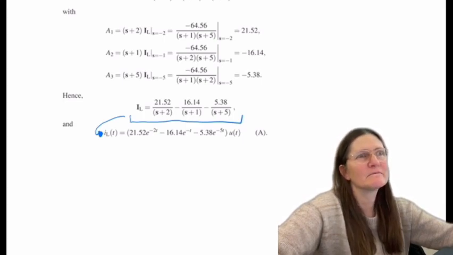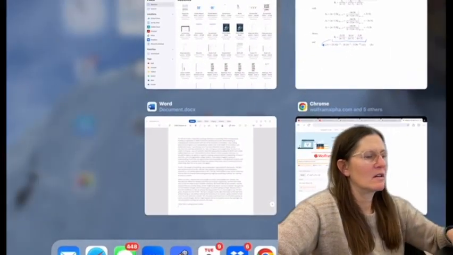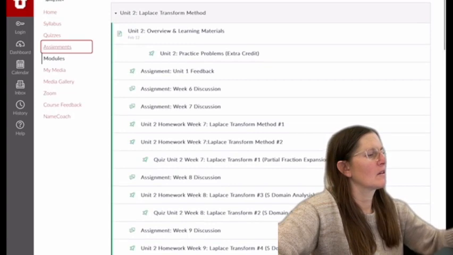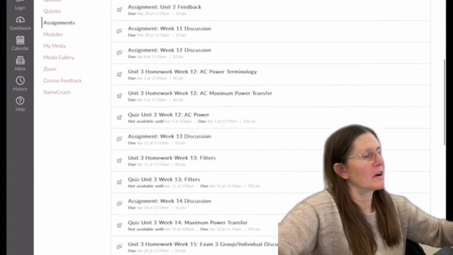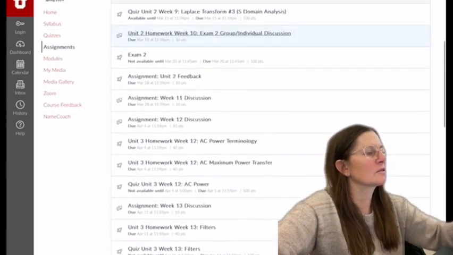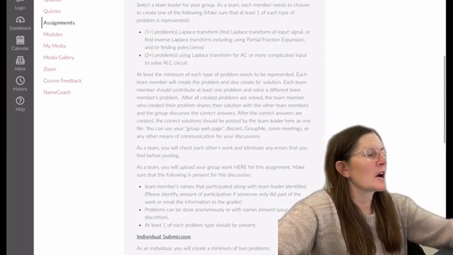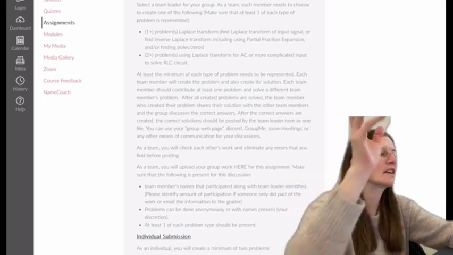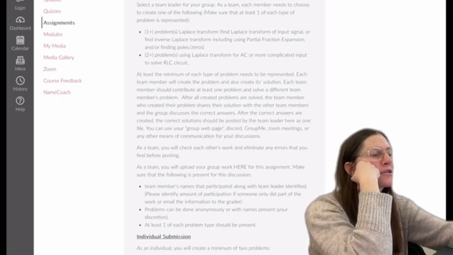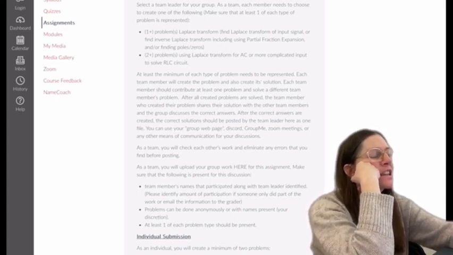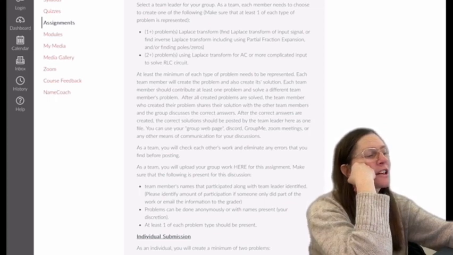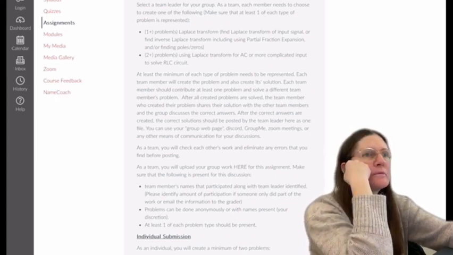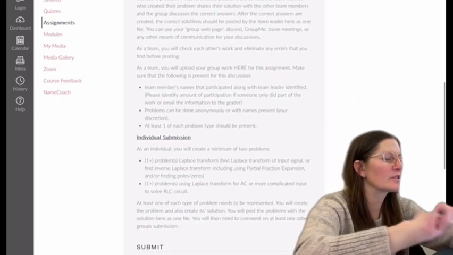What different types of questions do you have? Should there be one partial fraction expansion, one like S-domain analysis, something like that? I don't remember what I specified. Exam two. So one problem, Laplace transform, where you could either redraw it in the S domain or do partial fraction expansions. And then two problems with the Laplace transform for having an AC input. And then that would be the full. Individual, it's one of each of those, correct.